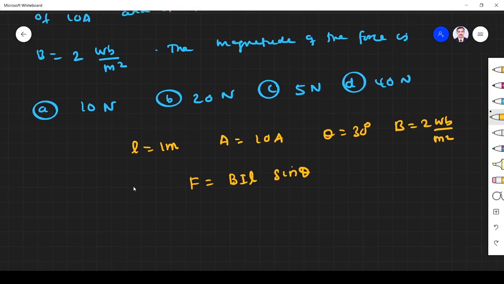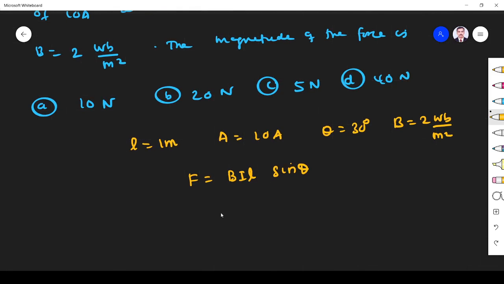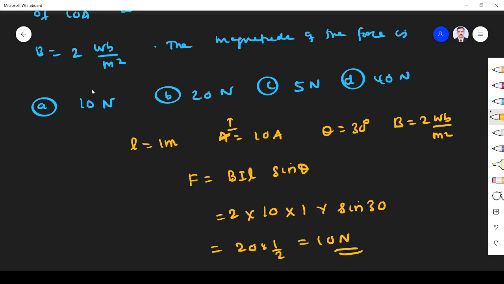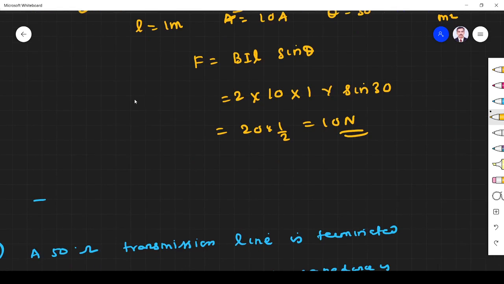So what is B? B is 2 Weber per meter square, I is 10 ampere, L is 1 meter. So this current I is equal to 10 ampere, right? BIL sin 30 degrees, sin 30 is 1 by 2. So 20 into 1 by 2, it is 10 Newton. So option A is the right answer. Fine? Okay.